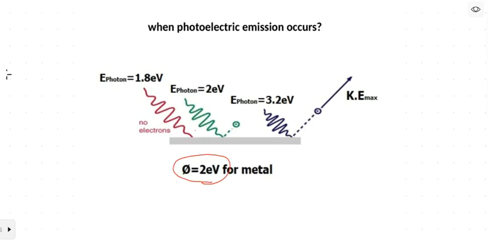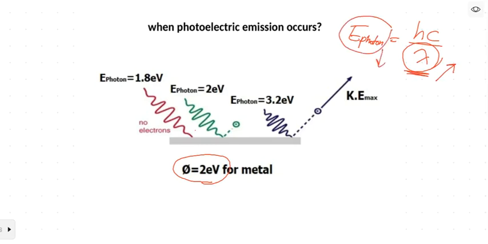Before I start, when I change the color, I'm changing the wavelength, so the energy of the photon changes. This is a very important idea. Is it clear? So again, E photon is equal to hc over lambda. Every time we change the color, we are changing the wavelength. So when the wavelength increases, we have less energy photon, okay? So changing the color leads to change the wavelength of light, so that affects the energy of the photon.